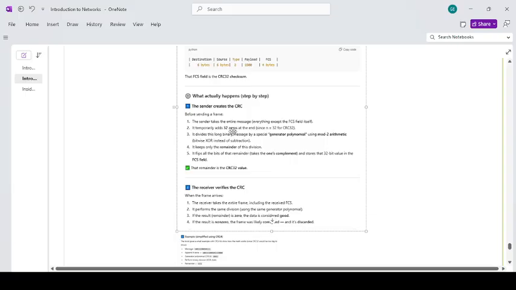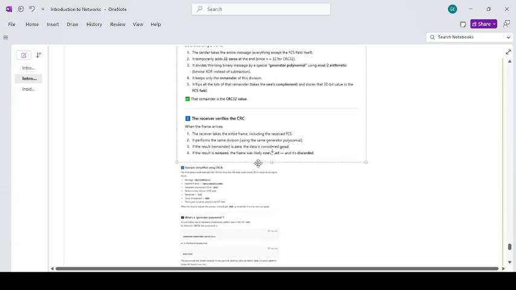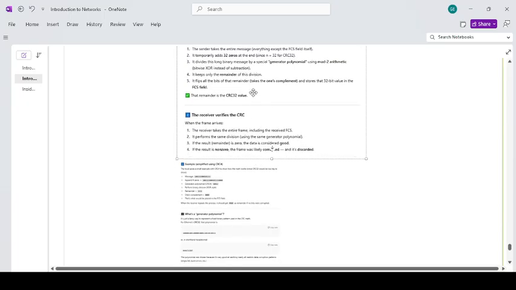So by adding those 32 zeros at the end and then dividing this long binary by a special generator polynomial using mod 2 arithmetic, bitwise XOR, it keeps only the remainder of this division. It flips all the bits of that remainder, takes the ones complement, and stores that 32-bit value in the FCS field.